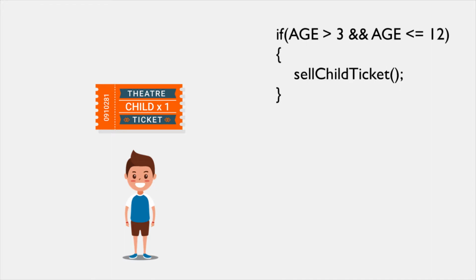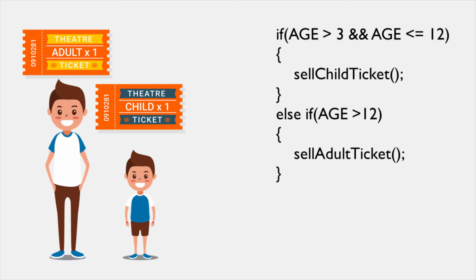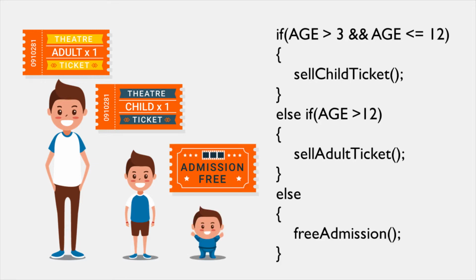On top of this, you can also have related conditions and outcomes. For example, a condition else if a person's age is more than 12, sell an adult ticket. This will take consideration of the age if it is between 3 to 12. To take care of anything outside of all these conditions, you can use the else condition. In our situation, the else condition includes the age below and equal to 3.